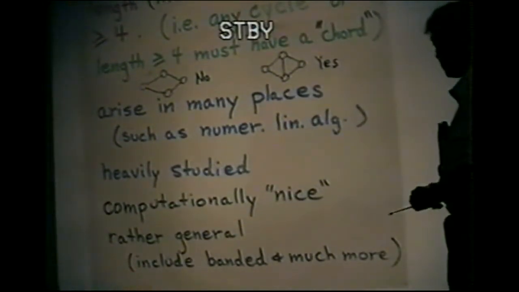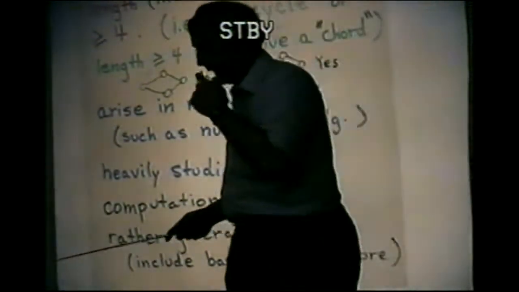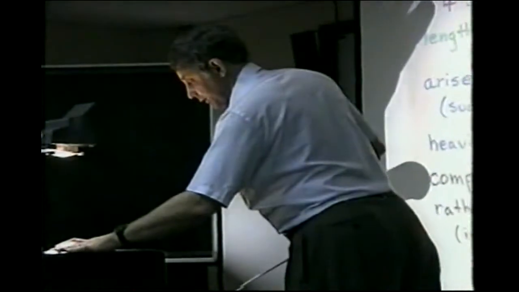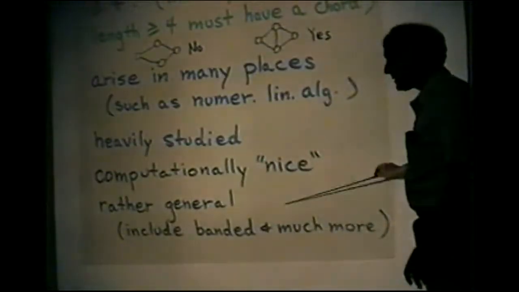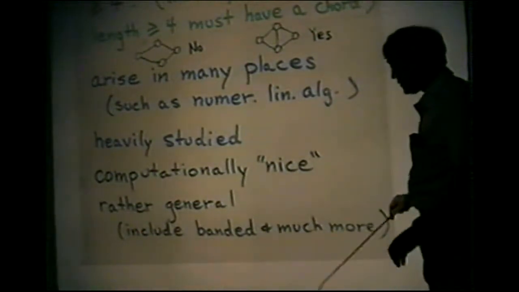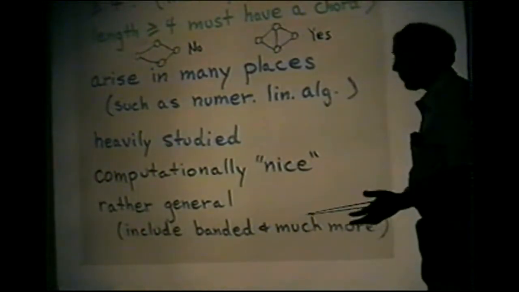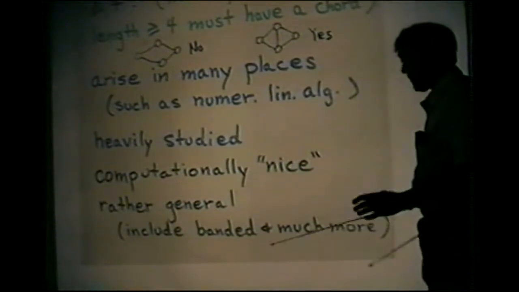They have linear or perhaps inverse quadratic algorithms to solve. Nonetheless, they're fairly general. They arise in a lot of different situations. And for example, all trees are chordal, obviously.